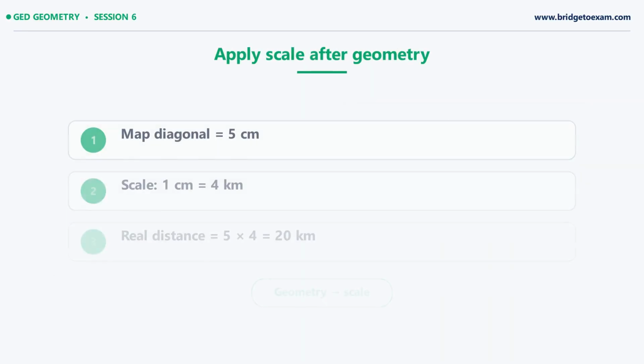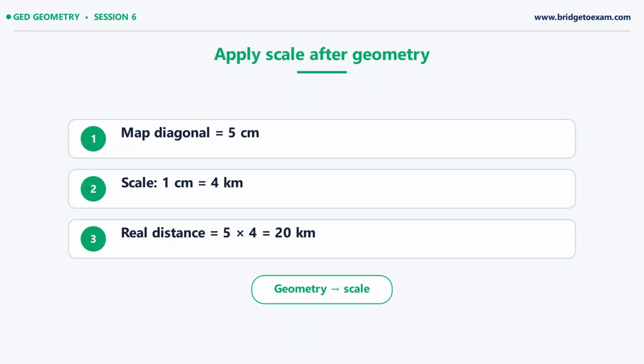On a map, suppose a right triangle diagonal measures 5 centimeters, and 1 centimeter represents 4 kilometers. Find the map distance first, then apply the scale. 5 times 4 is 20 kilometers. Keeping the geometry step separate from the scale step makes the units easier to track.